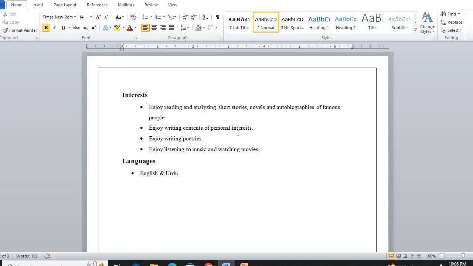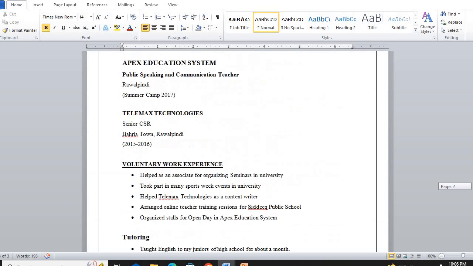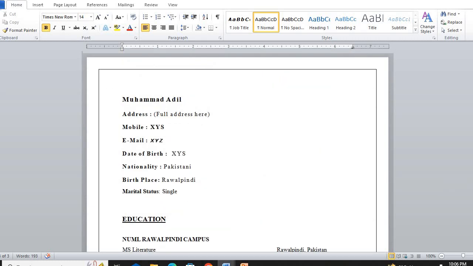Now interest: enjoying reading and analyzing short stories, novels, autobiographies of famous people. Enjoy writing contents of works of interest and so on. And then we have 2 languages. Now this is the simplest kind of CV right in front.